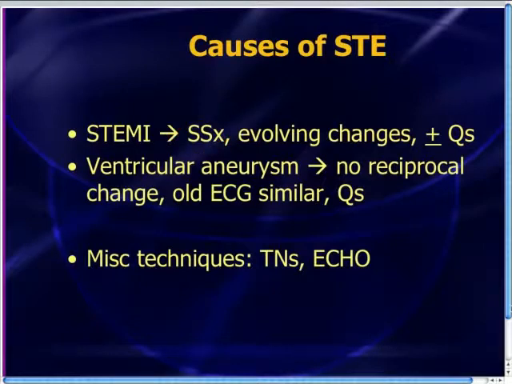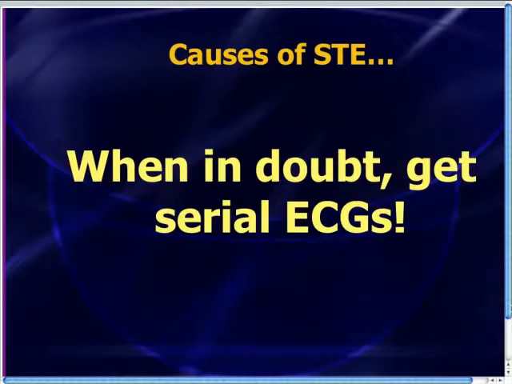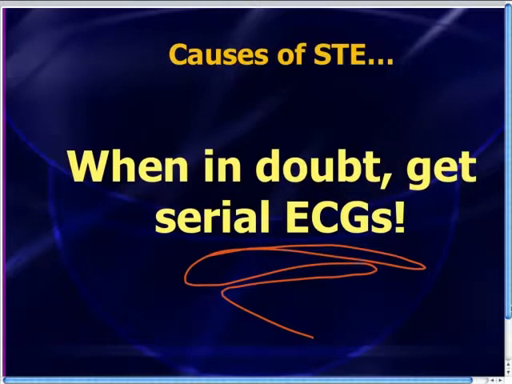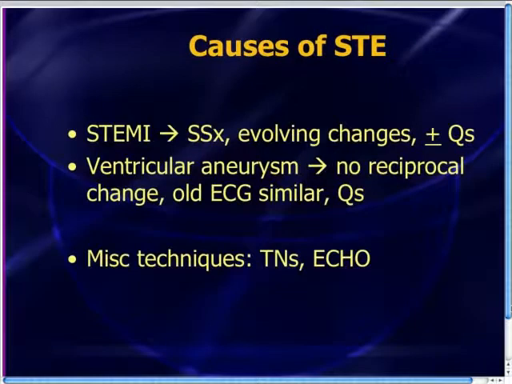If you get serial EKGs, and I'm going to put this slide up here right now, when in doubt, you always get serial EKGs. We've emphasized that many times before on the EKG videocast. Get serial EKGs. Remember, how much does an EKG cost? Practically nothing. It's a piece of paper and ink. So when in doubt, don't be cheap. Get some serial EKGs, and that can be very helpful. With the true STEMI, you'll probably, not always, but probably see some evolving changes over the next 15, 20, 30 minutes, over an hour. So be liberal about getting serial EKGs. With the aneurysm, you really should not see evolving changes.